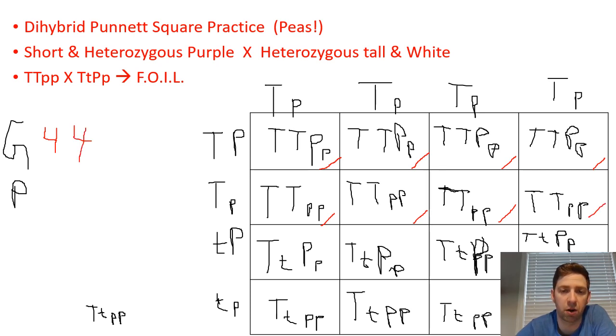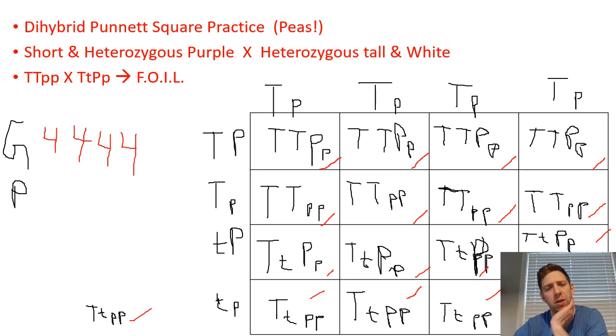I see some that are heterozygous for height, heterozygous for color. 1, 2, 3, 4. And I see some that are heterozygous for height, homozygous recessive for color. So genotype, again, 4, 4, 4, 4. I think phenotype is going to be different here because I don't see any recessive for height. So let's just look at dominant, meaning tall and purple.